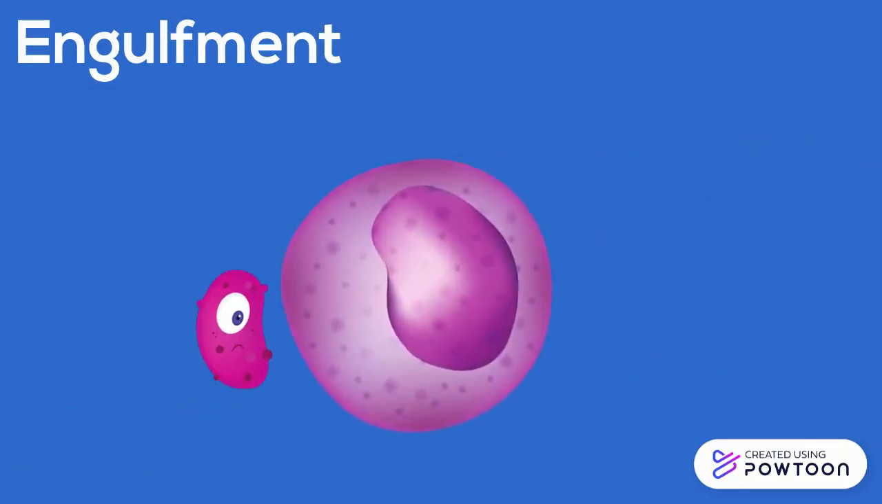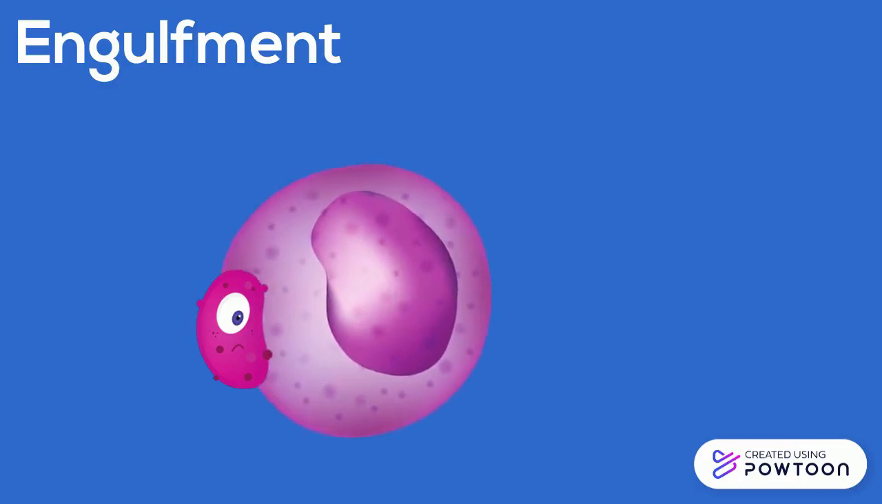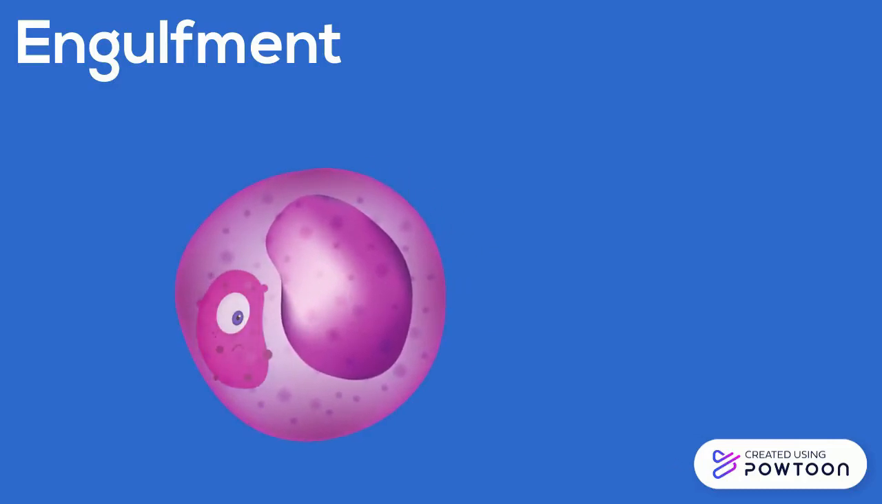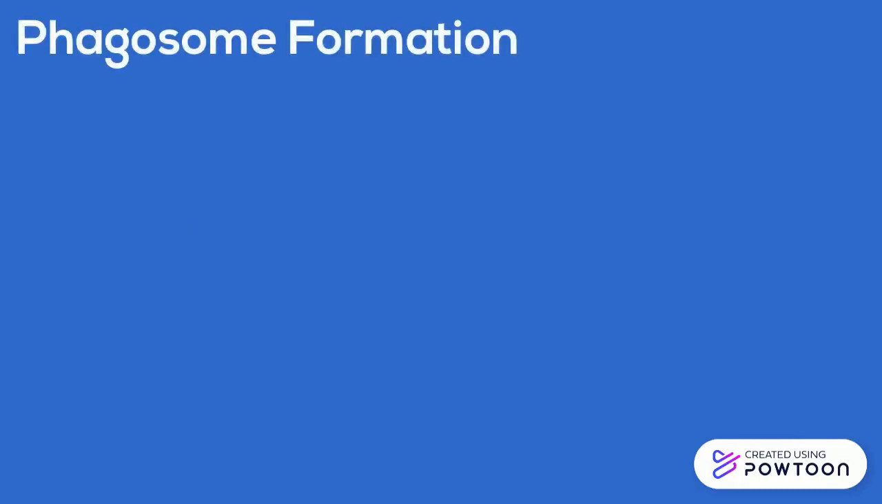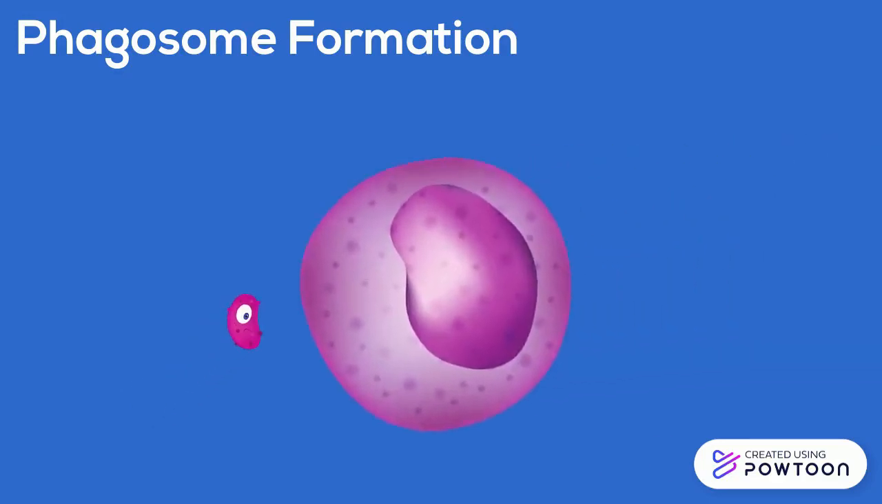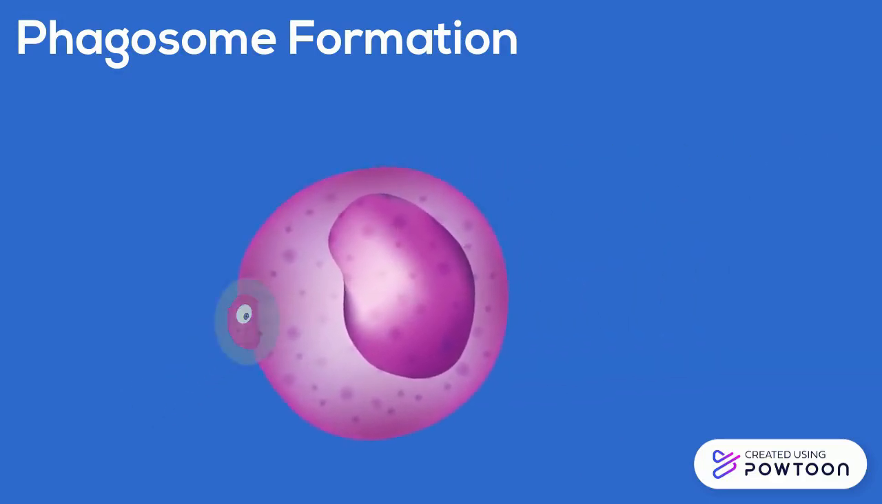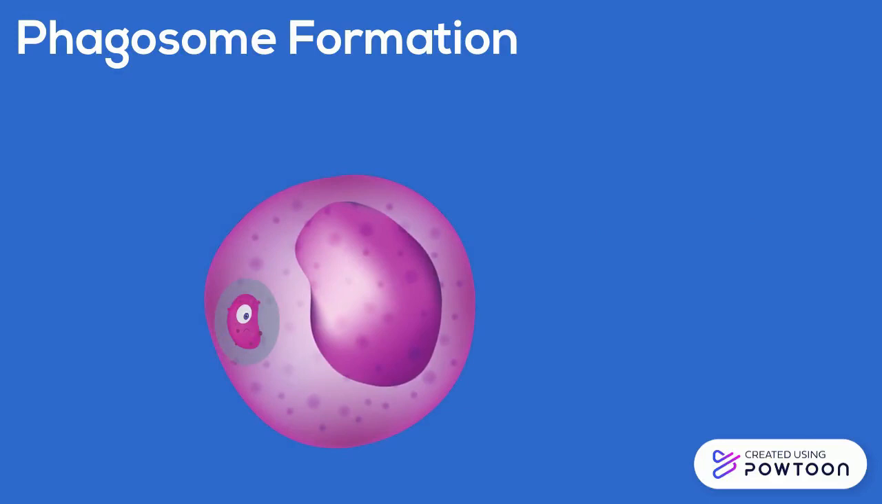Engulfment then occurs. The phagocyte's cytoplasm engulfs the microorganism. Pseudopodia surround the pathogen and fuse to enclose the pathogen. This leads us to the next step of phagosome formation. The pseudopodia formed from the previous step will fuse to completely engulf the pathogen, forming a structure known as phagosome.